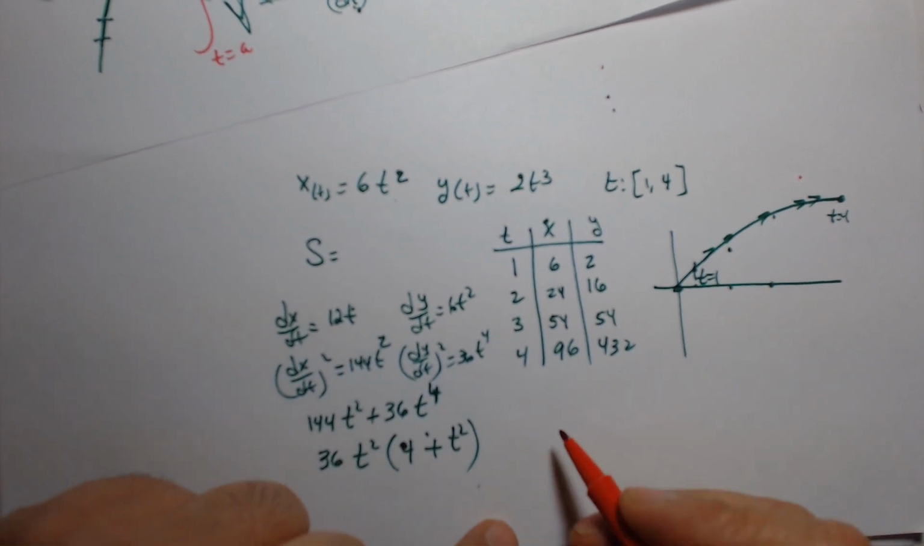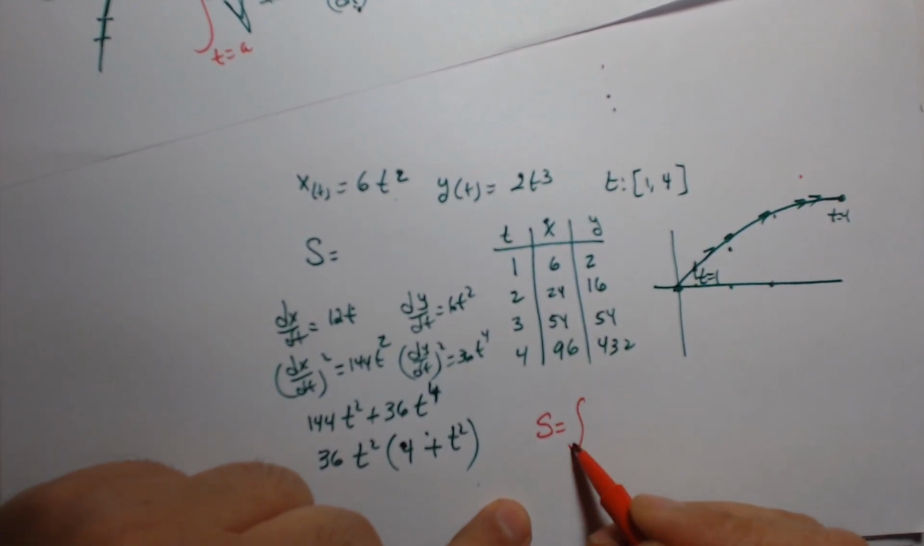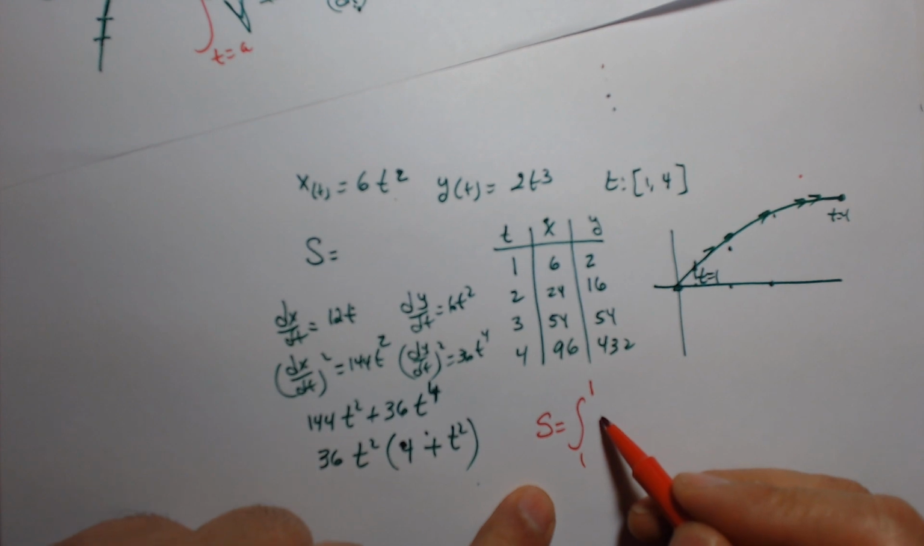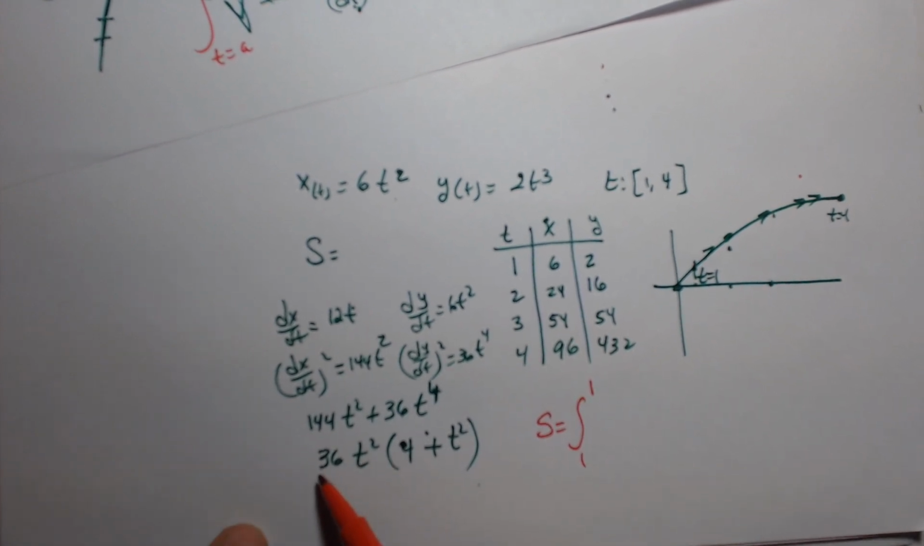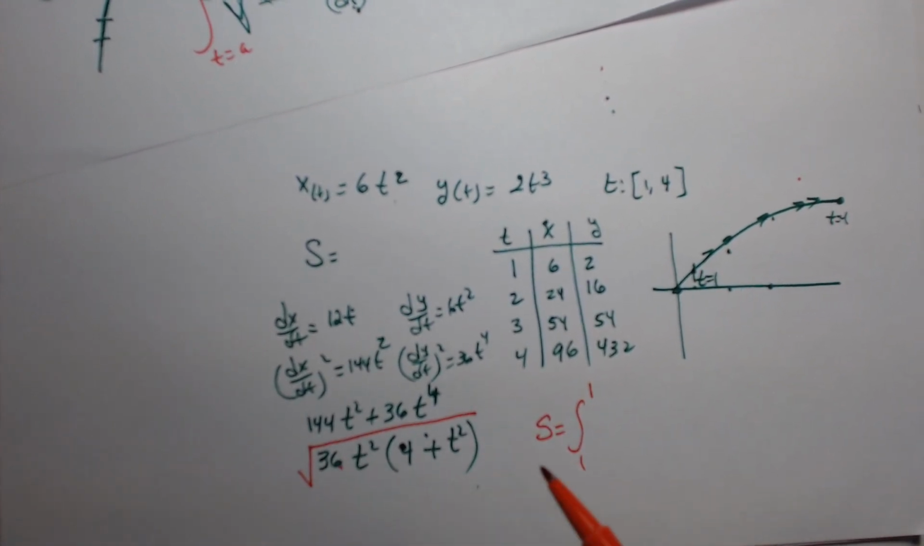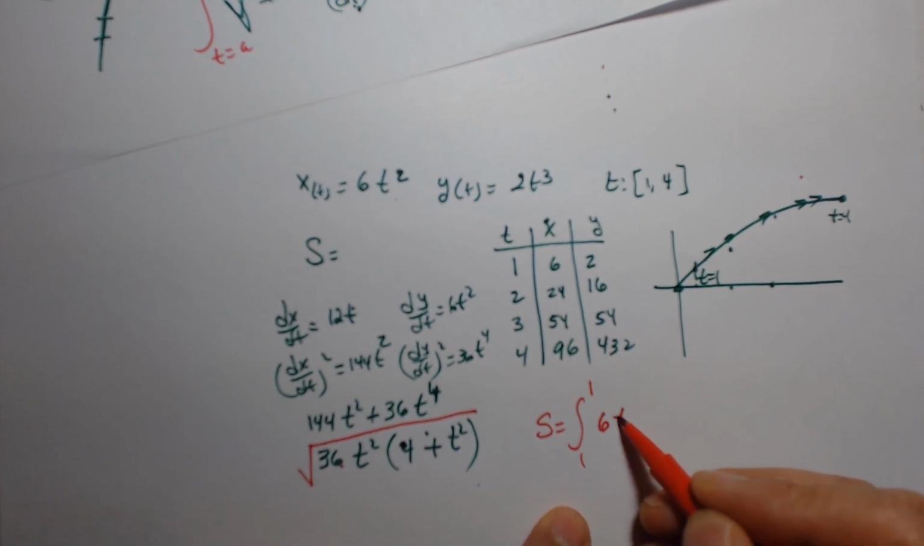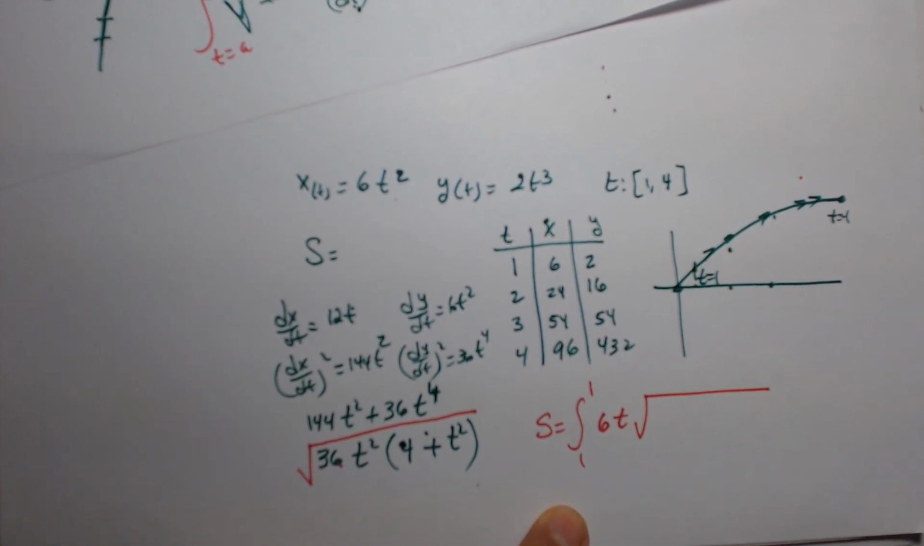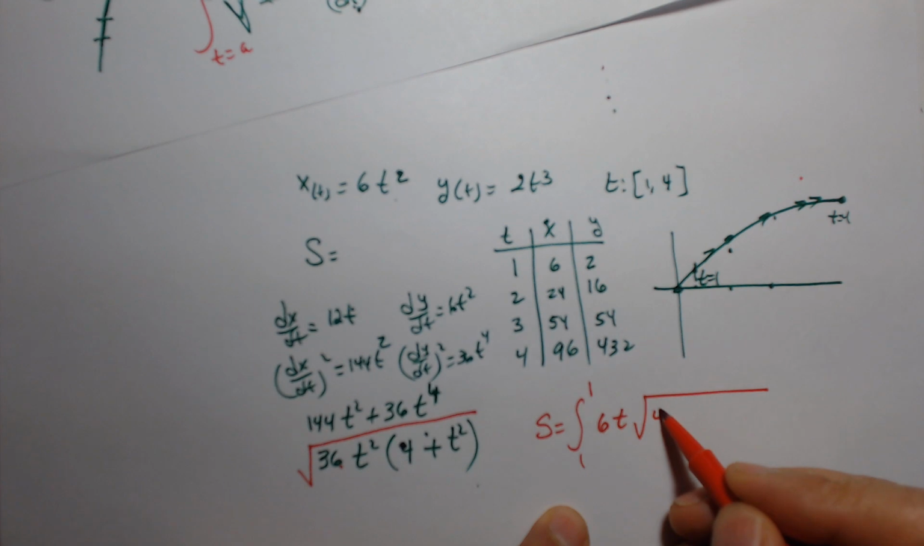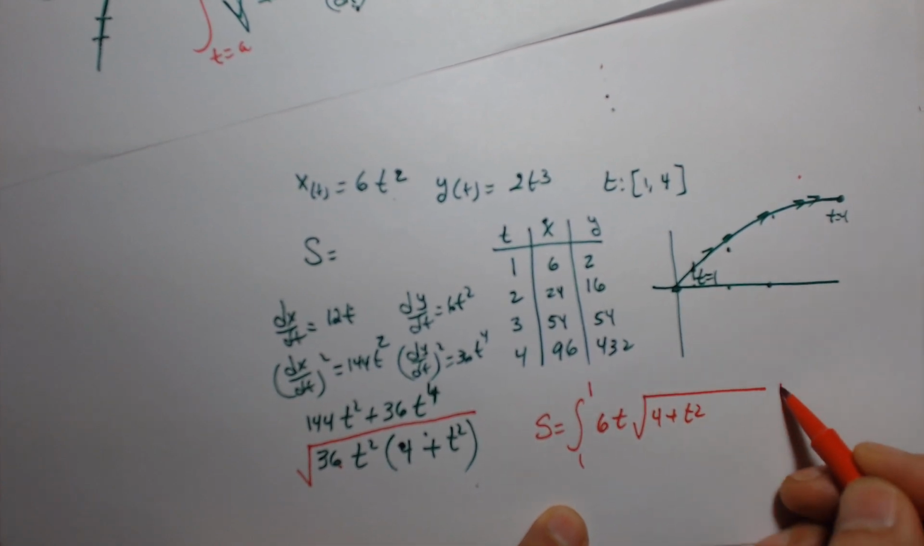Right now, what is my arc length? My arc length is from 1 to 4. And when this goes under the radical, that 6t comes out. 36t squared becomes 6t, and that becomes the integral of 6t times the square root of 4 plus t squared dt.